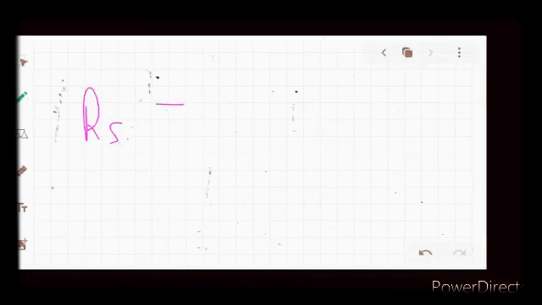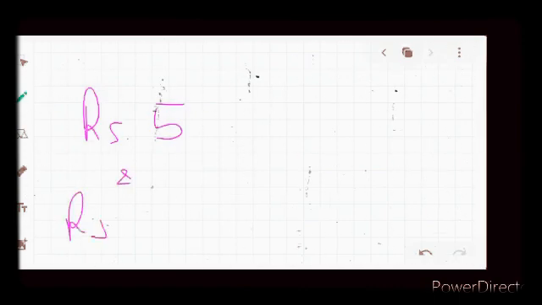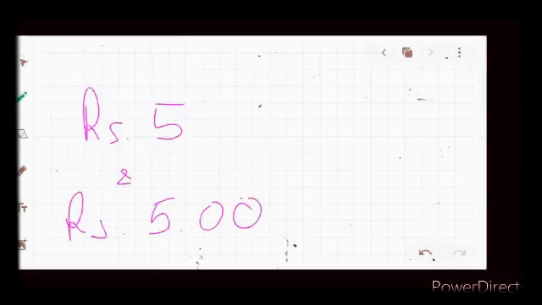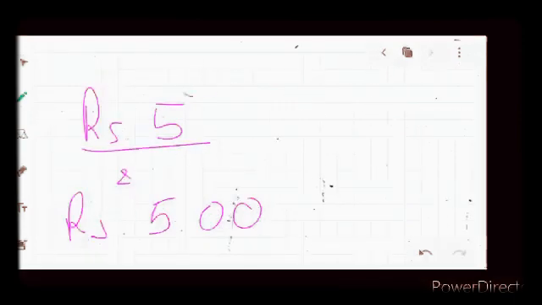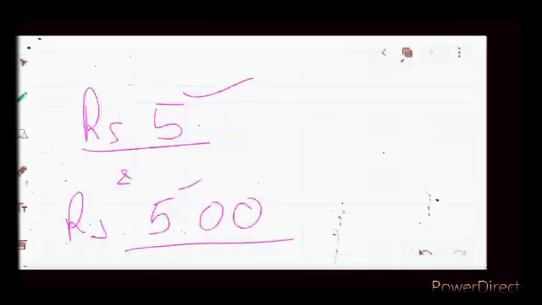Let's take another example. Let's say we have R as rupees 5 and rupees 5.00. Now again, which one will be more accurate? Here, in the first number we have only one significant figure, and in the second one we have how many? 1, 2 and 3.